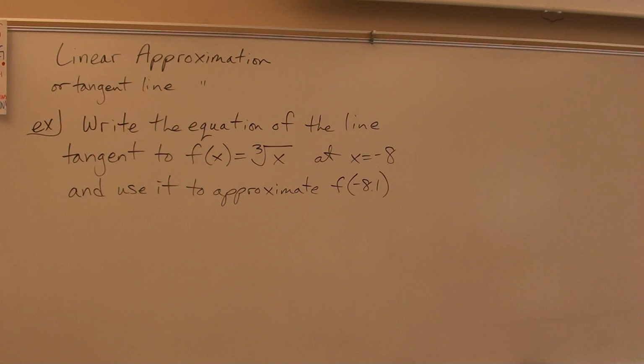So now we need to get the point. The cube root of negative 8, is that negative 8? Positive 2? Oh no, you can't take a negative. So is it 2? No, because it's a cube. So it's just negative 2, because negative 2 times negative 2 times negative 2 is negative 8. So it's negative 8 comma negative 2.